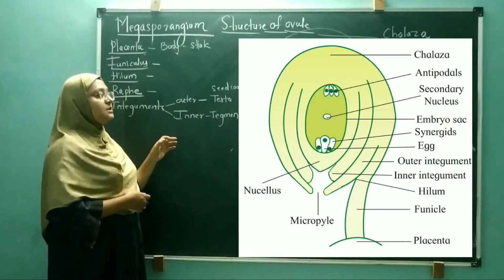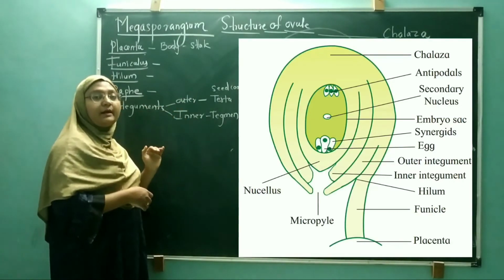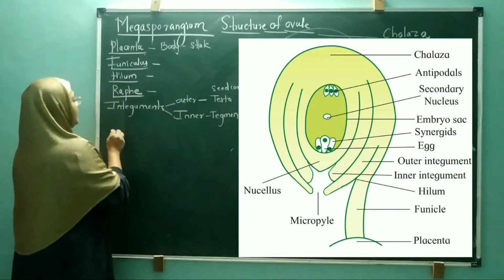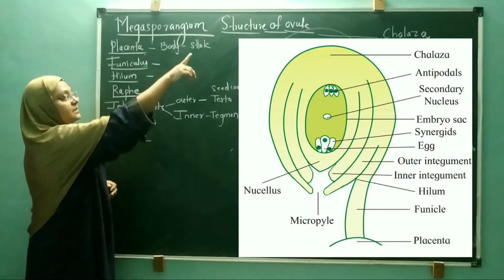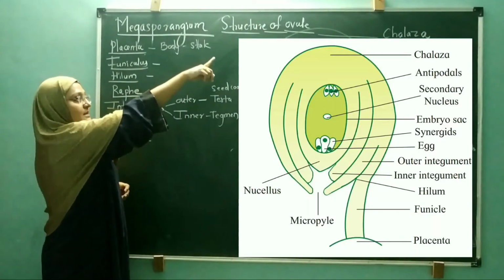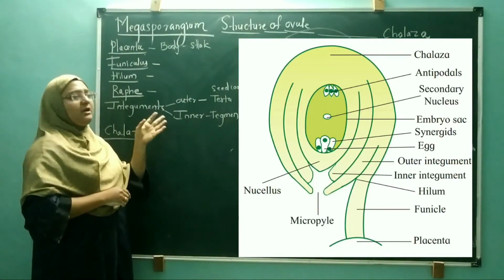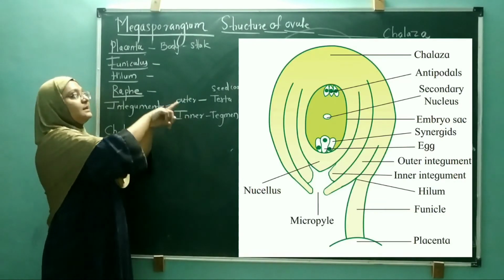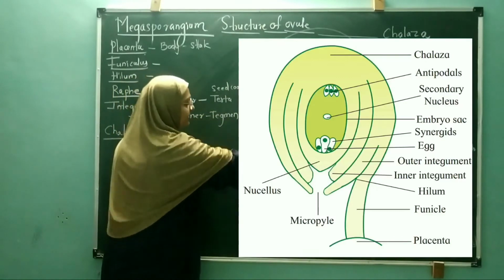So these are the integuments, and these integuments attach at one point. They attach at the base of the body, and that point is called the chalaza. It is the base point. You can observe the chalaza on the upper side. That is the chalaza. Chalaza, chalaze, whatever may be the pronunciation. So chalaza is the base from where the integuments arise.